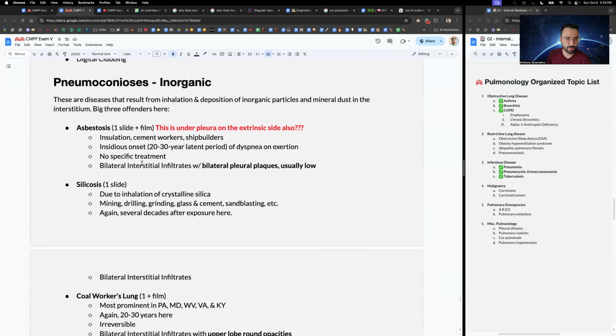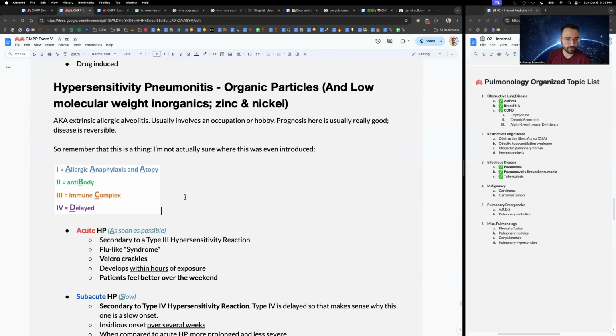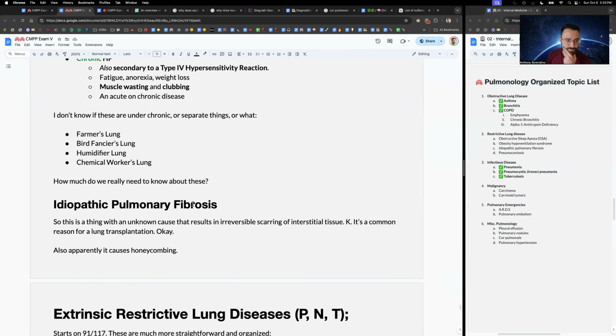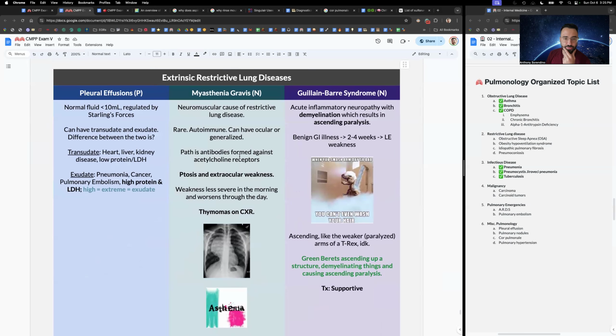Velcro crackles, asbestosis, silicosis. These are all these pneumoconioses. Yeah, then you have these four types of reactions. One is allergic anaphylaxis. It's like this ABCD. Pulmonary fibrosis. Here's some more extrinsic stuff. So you have pleural effusions, because it's fluid in the pleural space and it's filling up. It's pushing your lungs upward, so it's reducing the amount of space there.